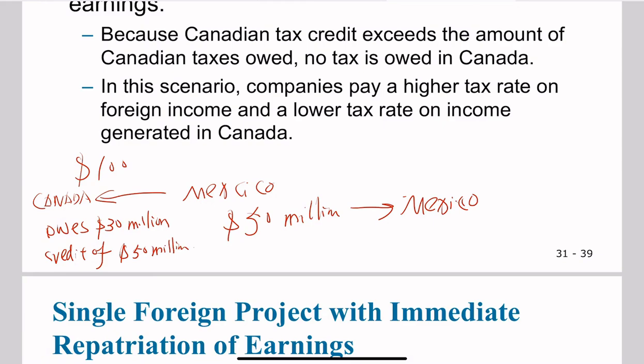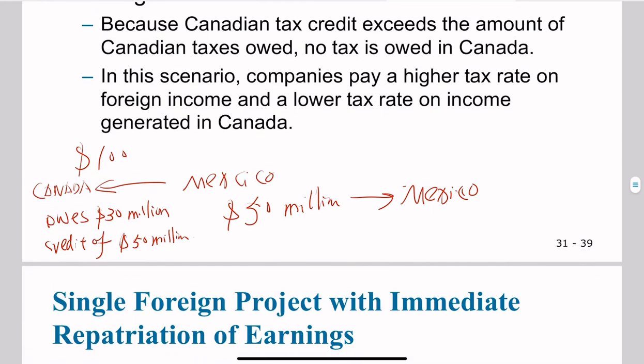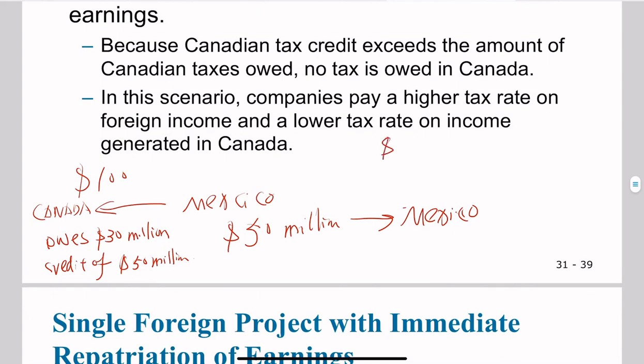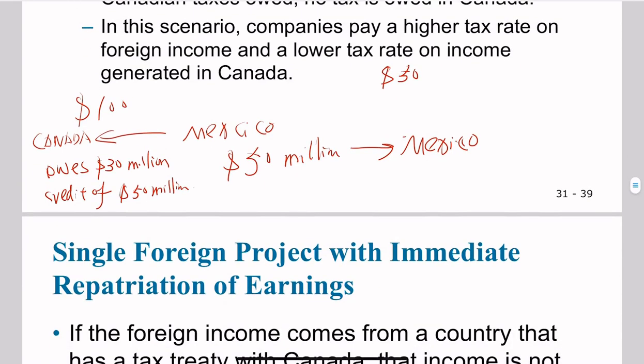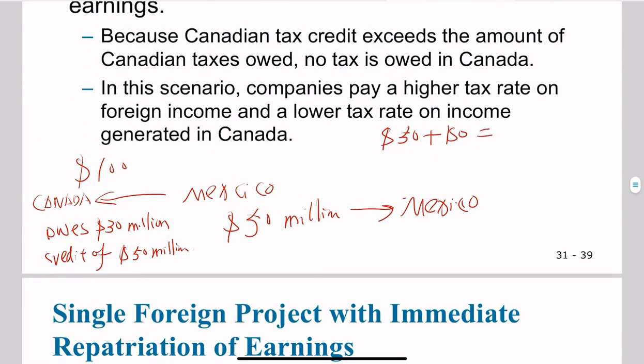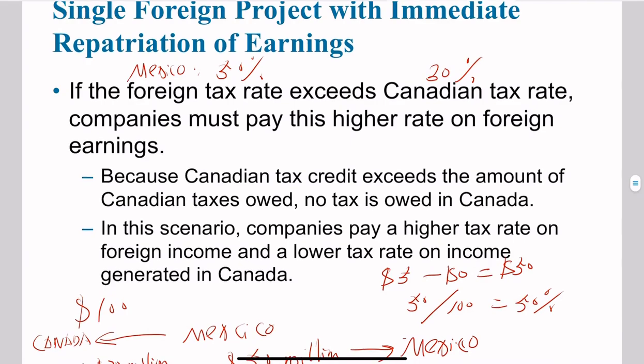It will be wasted. So in this case, you can see that what happens is this firm pays $50 million in Mexico, and it pays $0 in Canada. So in the end, its total tax payment would be $50 million. And you can see that its effective tax rate is $50 million divided by 100, which is 50%. So you can see that you will get a quite interesting result here.